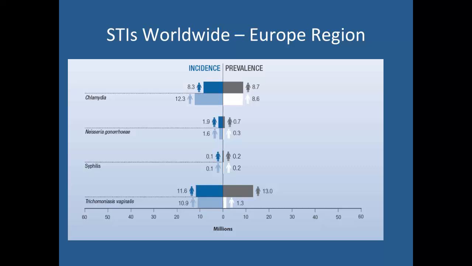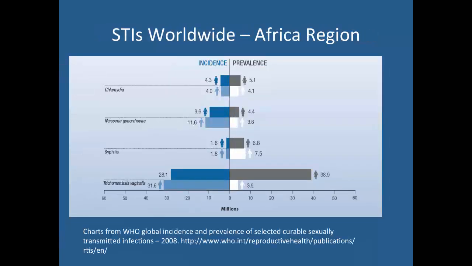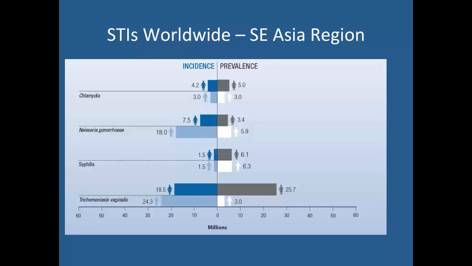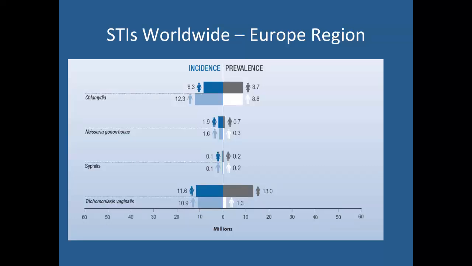What's interesting is when you look at Europe, chlamydia has a higher rate than in Africa: 4% in Africa, 8% in Europe. So you would think, oh, it's a first world, developed country, we got rid of a lot of these infectious diseases, but why is it so much higher?